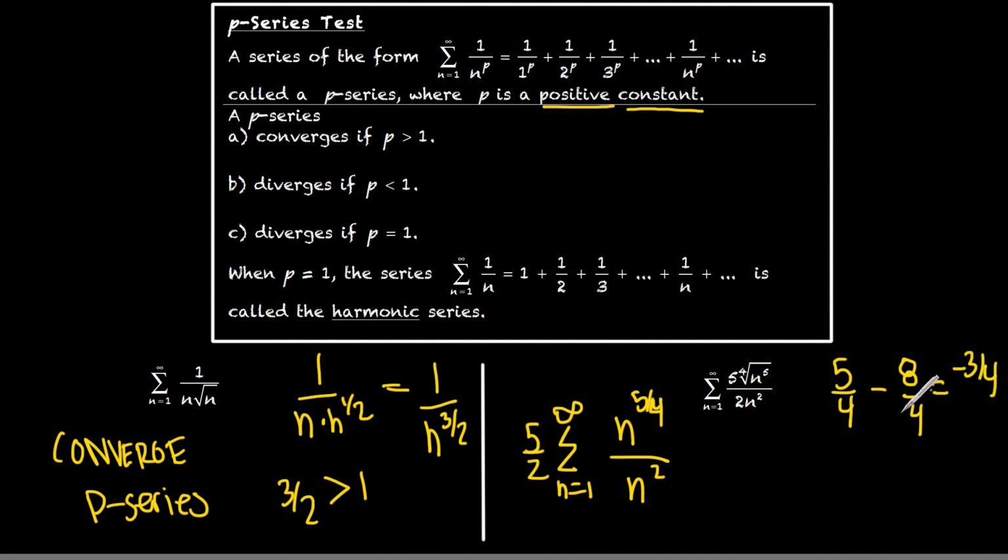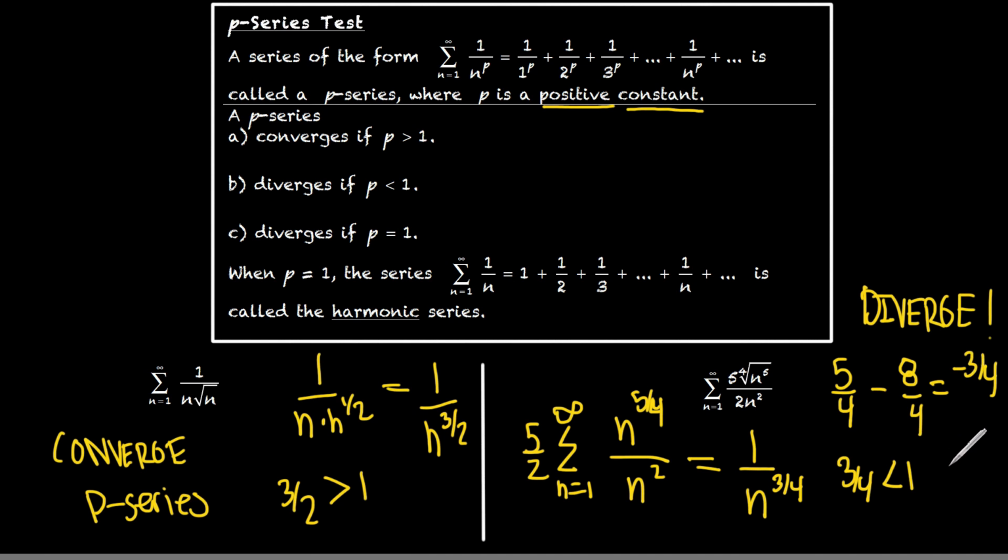And because our exponent is negative, that means that it needs to be on the bottom. So this is going to be n to the 3/4, and 3/4 is less than 1. The P Series test says if it is less than 1, it is going to diverge. All right, that's it, and we'll practice some more in class.